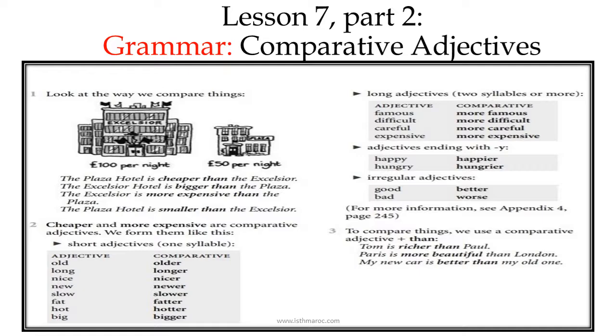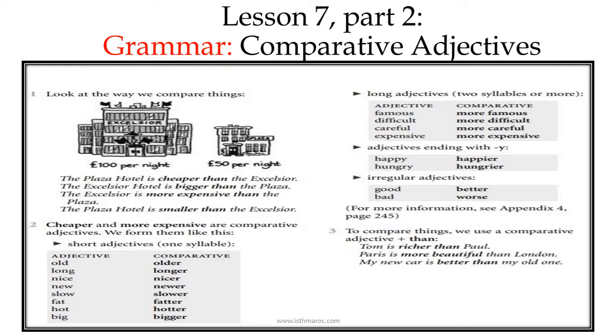We cannot say the Excelsior is expensiver than the Plaza. No. The Excelsior is more expensive than the Plaza. For example, Porsche is more expensive than Fiat. Or a big villa is more comfortable than a tent. So more plus adjective plus than. The last sentence is the Plaza Hotel is smaller than the Excelsior. So smaller, again we double. This is a short adjective, small plus er plus than.